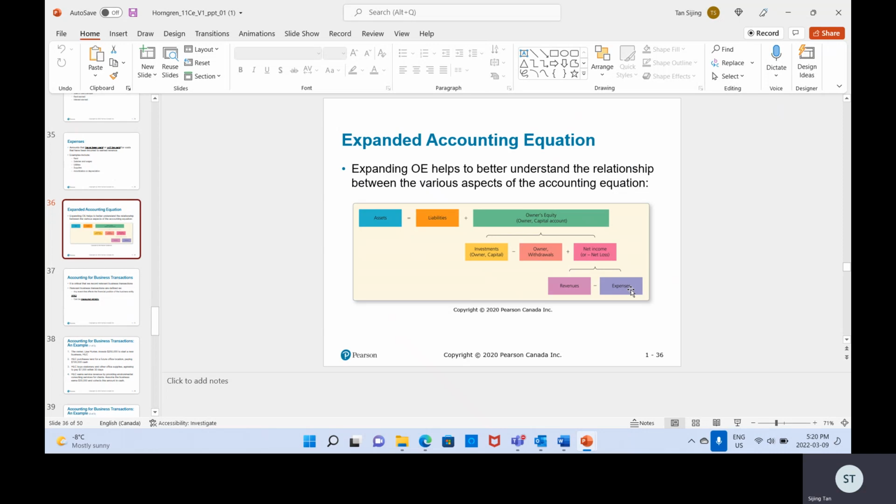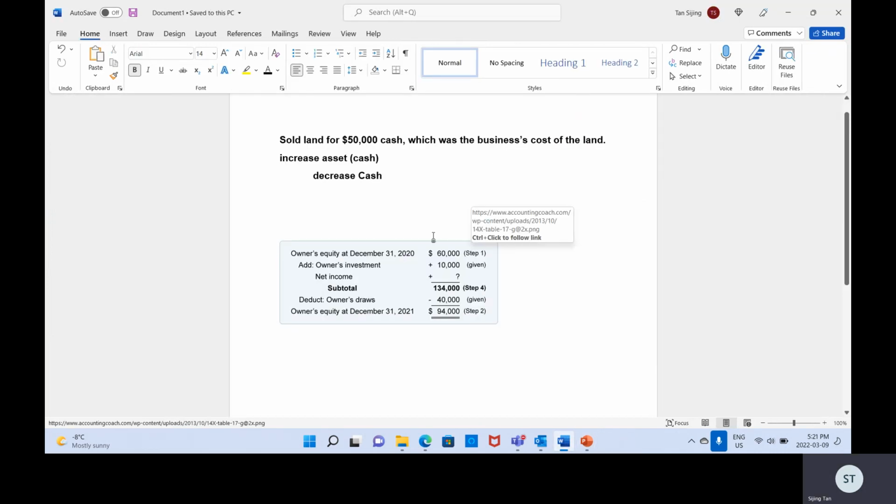By any chance, when you see a question, they show you the owner's equity at the beginning balance. They show you the owner's investment during the period, and the owner's withdrawal during the period. And they also give you the ending balance of the owner's equity. They ask you what is the net income.